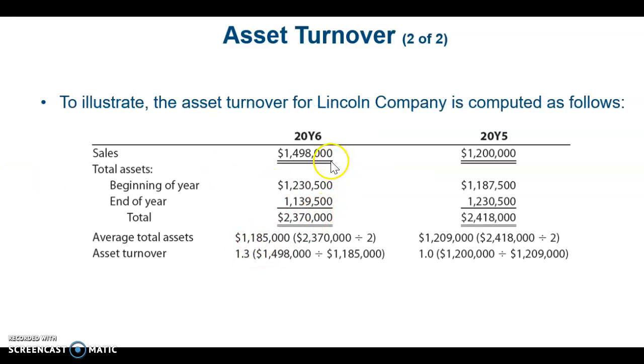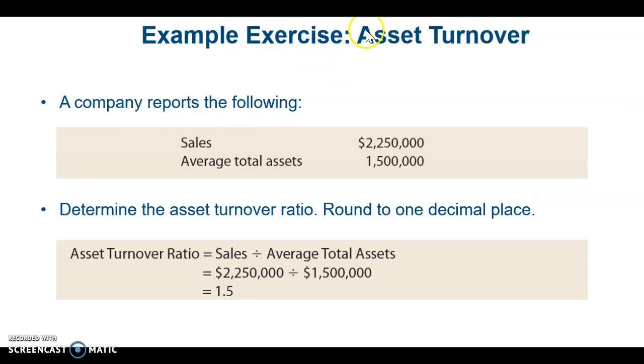So here is where we have worked one. We have our sales from our income statement. We have our beginning and ending year balances for total assets. Add those together, divide by 2 to get your average total assets. Okay, and you're going to do sales divided by your average, and you're going to get 1.3 and 1.0. So for our current year, on average, the asset turnover ratio is 1.3 times. Here's an example exercise to work and to check, and we'll keep moving.